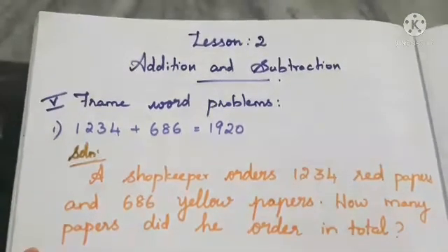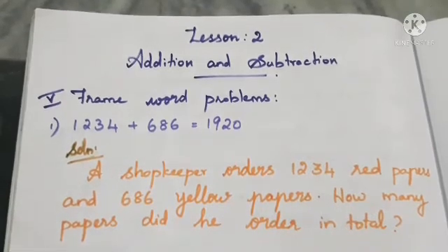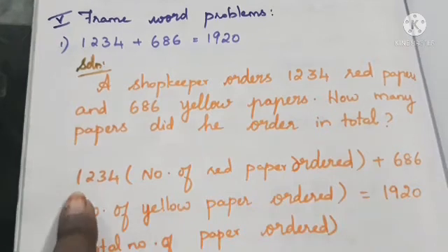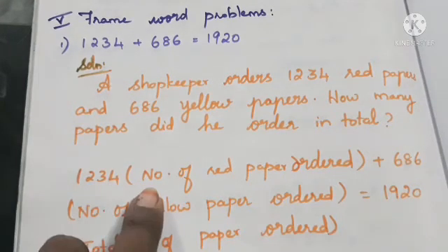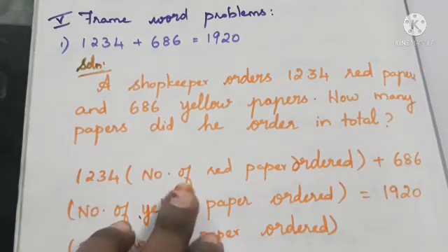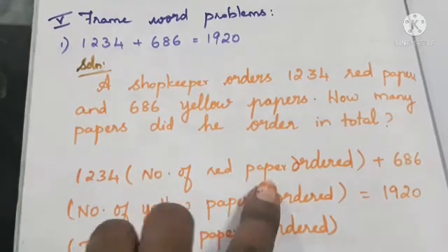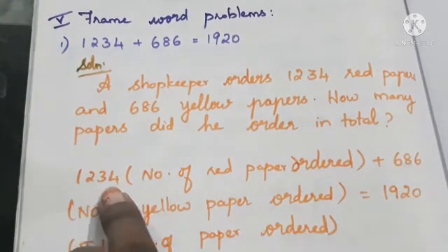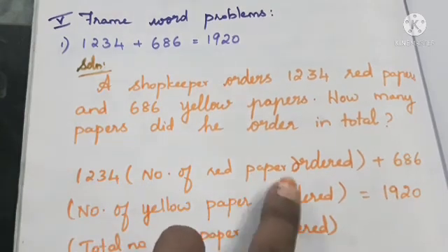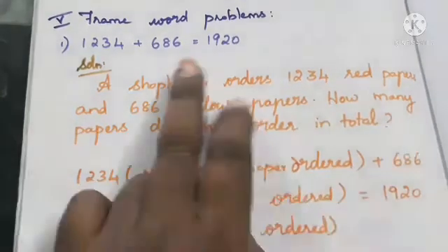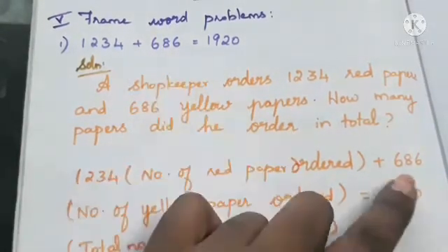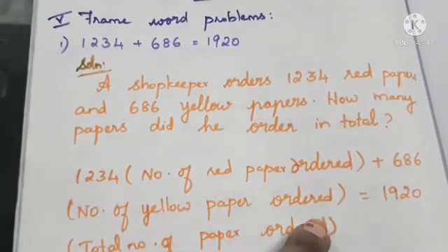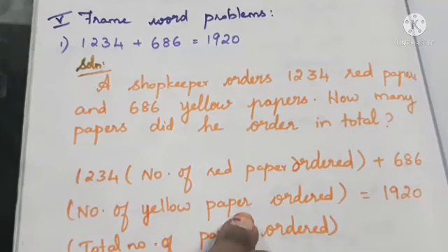After framing the sentence, you have to leave one line and then write it like this. See here, this is the short form. 1234 is the number of red papers ordered. Then plus what number is given? 686. That is plus 686, the number of yellow papers ordered.